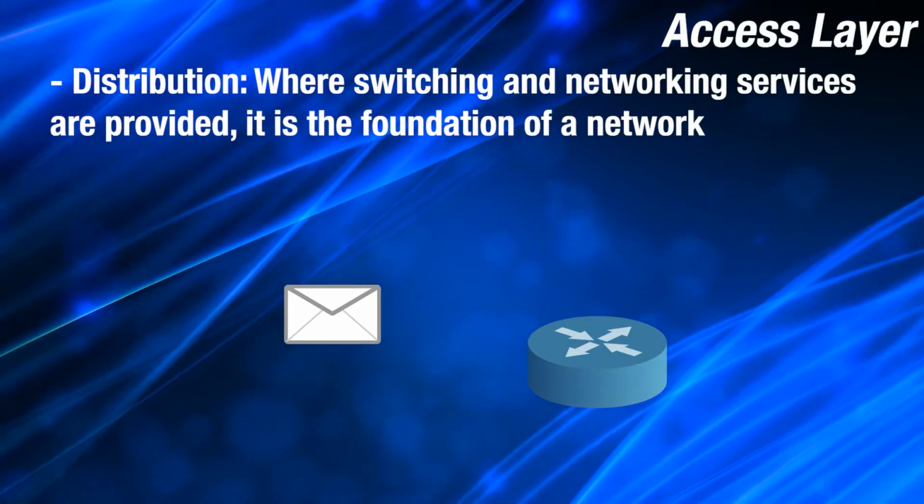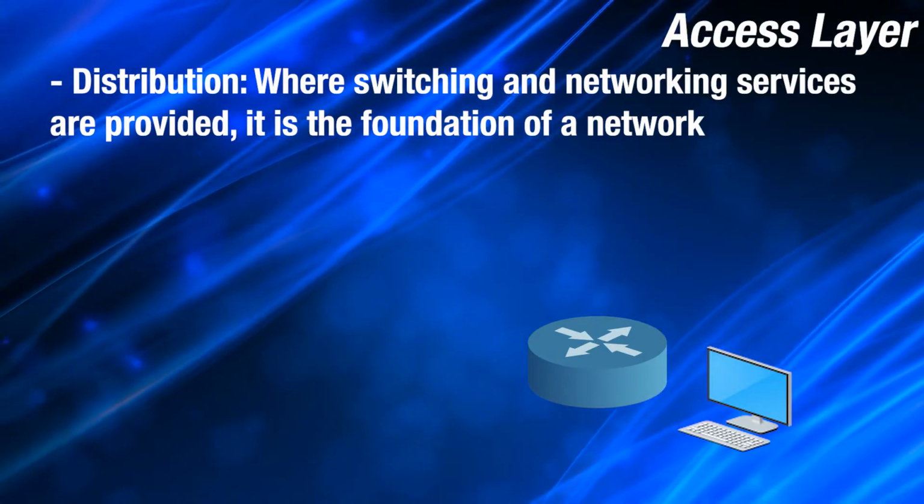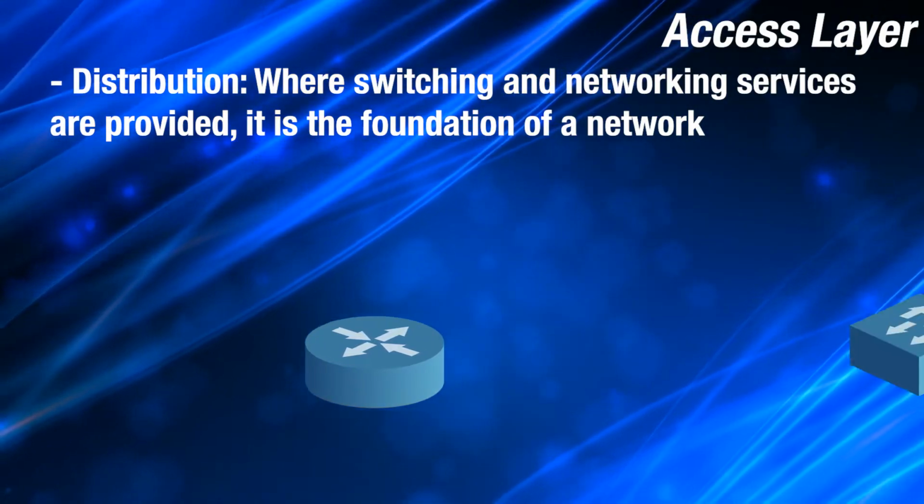Access represents the edge of the network, where traffic comes in and leaves. This gives end users the access that they need. This layer connects directly to the distribution layer.